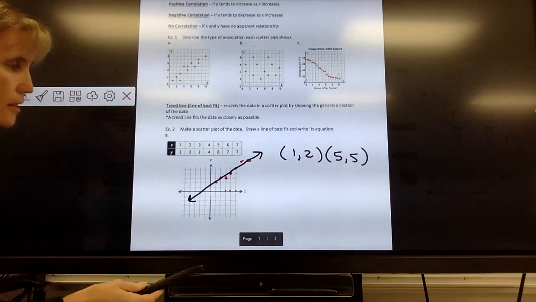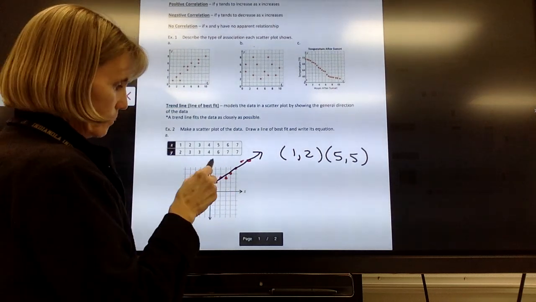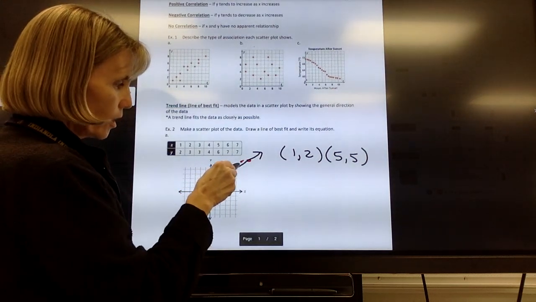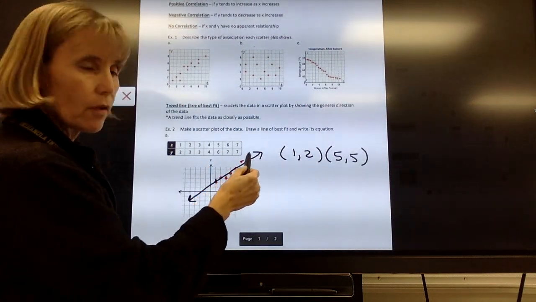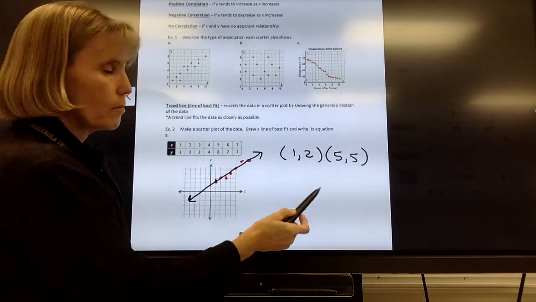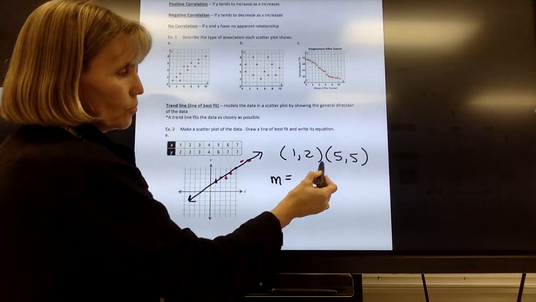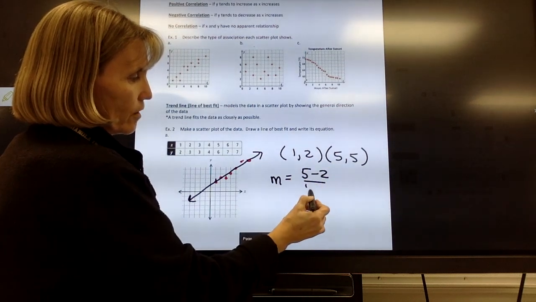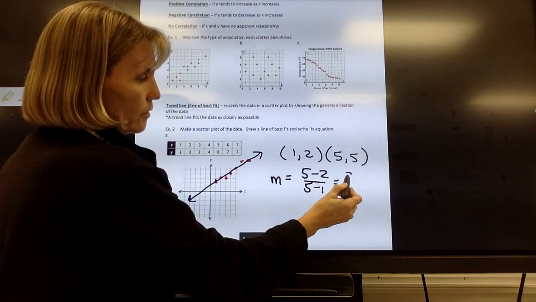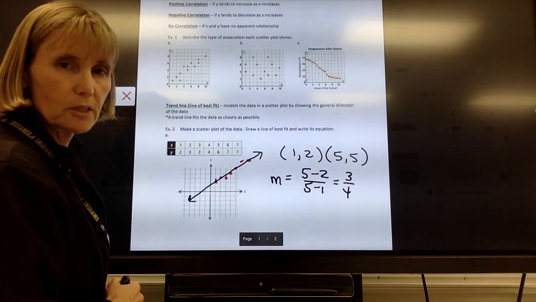Now note that the points, this is actually off here a little bit, you want to pick points that are on your line. They do not have to be points that are in the table, but they have to be points that are on the line that you drew. So these 2 points are on my line. I'm going to find the slope of that line between those 2 points. So I'm going to say 5 minus 2 over 5 minus 1. I'm going to get 3 over 4. So 3/4 is my slope.